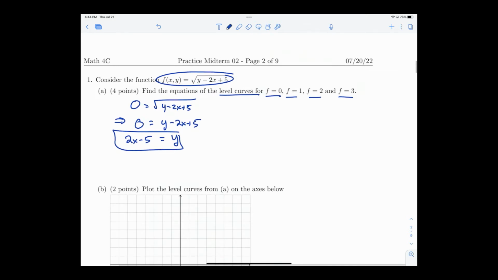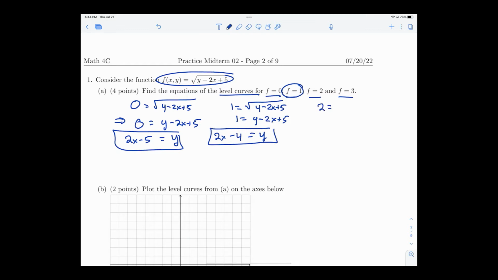Then we do the same thing for the others. So for f equals 1, you'd have 1 equals square root of y minus 2x plus 5. Square both sides. You're going to have y equals 2x, and we are subtracting 5 from the 1 that's already there, so 2x minus 4. For f equals 2, 2 equals square root of y minus 2x plus 5. Square both sides, we get 4 equals y minus 2x plus 5. So we have y equals 2x minus 1.